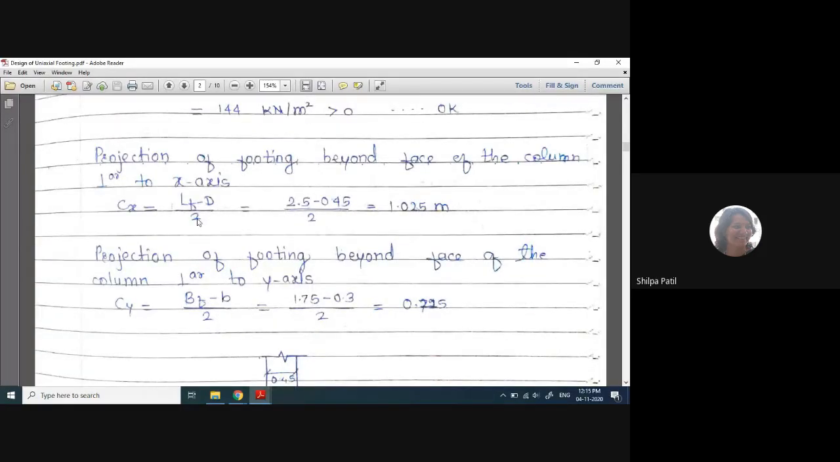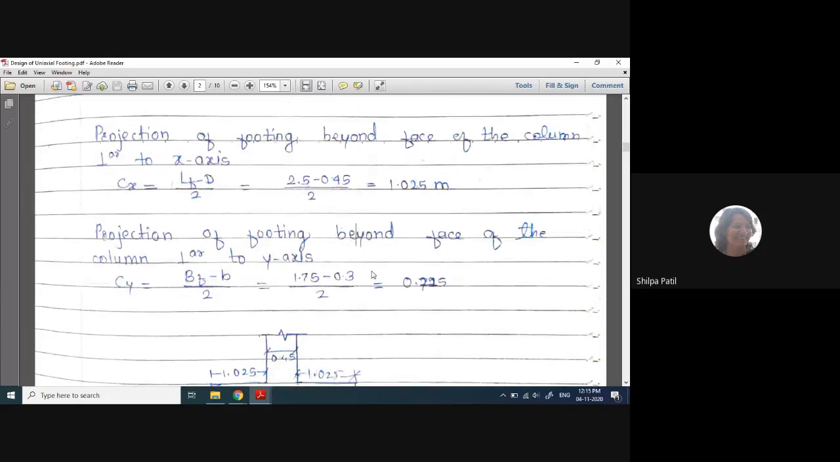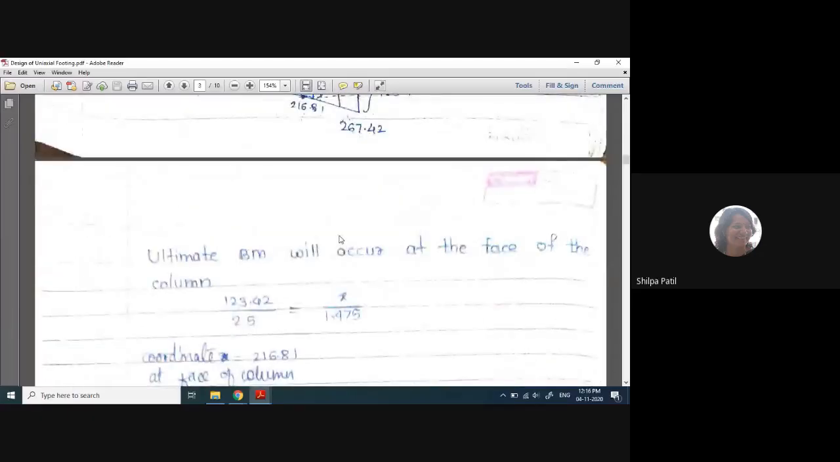LF minus D by 2. So the value is coming as 1.2. And then projection of the footing beyond the face of the column perpendicular to the y-axis is calculated like this: BF minus B upon 2. So these are the projections, and the projections are coming different here, and this is because of the differential pressure, the non-uniform pressure acting on the bottom of the footing. Okay, so in this fashion we calculated the projections.